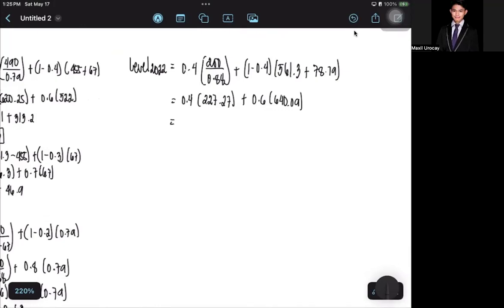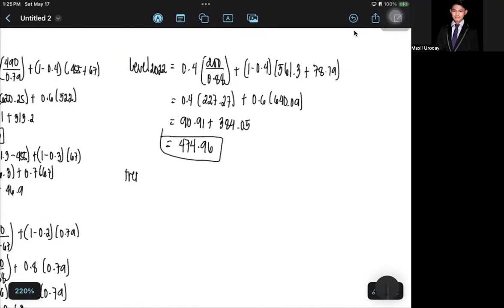Okay, so 0.4 times the 227.27, that will become 90.91. Then afterwards, 0.6 times 640.09, that will equate to 384.05. So calculating 384.05 plus 90.91, that will become 474.96. This will be your level of 2022 right now.